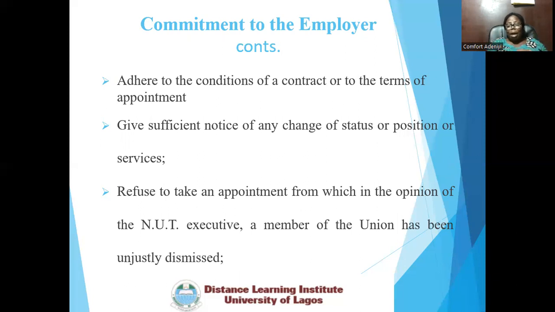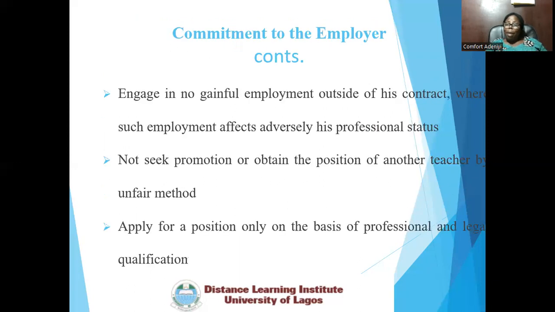Then you should refuse as teachers to take appointments which the teacher body or the leaders of the unions have said are not good to take, or you refuse to take an appointment which, in the opinion of the NUT executive, a member of the union should not take. That is, when the members of the union have said that teachers should not take this kind of appointment, then a professional teacher should desist from taking such appointment.